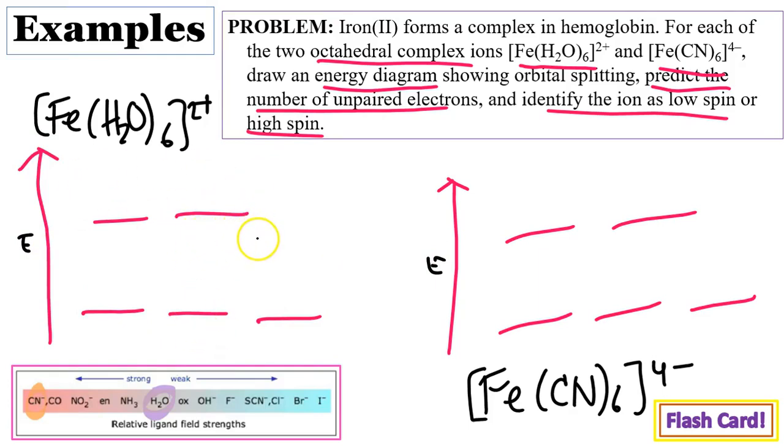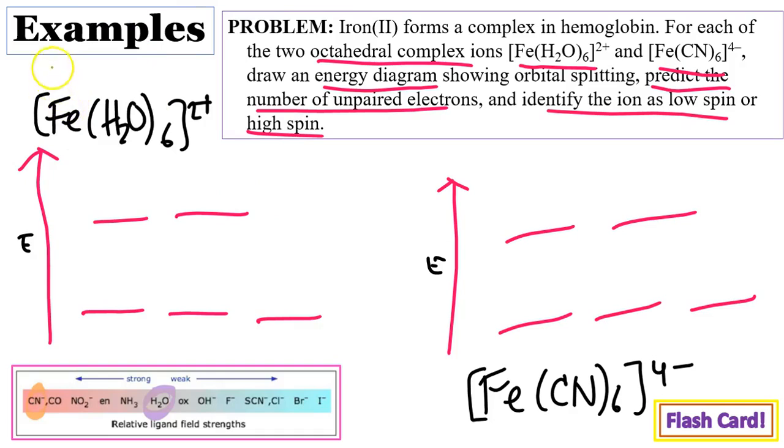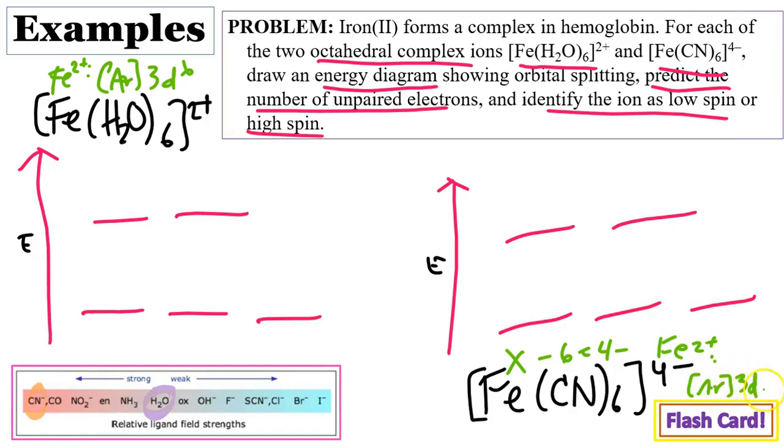Then I'm going to predict the number of unpaired electrons by first getting the oxidation number for each of my ions here. So this water is monodentate and it's going to be neutral. So this is simply going to be Fe2+. That means we're going to have argon and then 3d6 here. Also, we're going to have X minus 6 is equal to 4 minus. So this is also going to be Fe2+, which is again argon 3d6. So we have 6 electrons to work with.